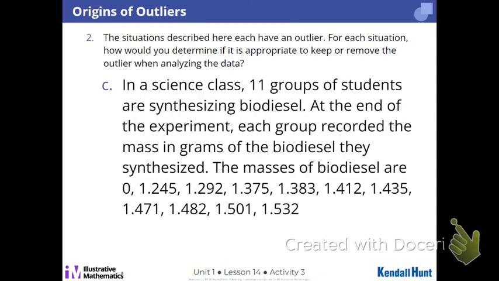We should keep it. A science class, 11 people made biodiesel and measured the mass, but one of them was a 0. Keep it or yeet it. Raise your hand for keep it. Raise your hand for yeet it. Yeah, if only one group had nothing work, what's most likely to have happened? They did it wrong, or they mismeasured, right? So they measure again, try it again, something like that. Yep, let's yeet that one.